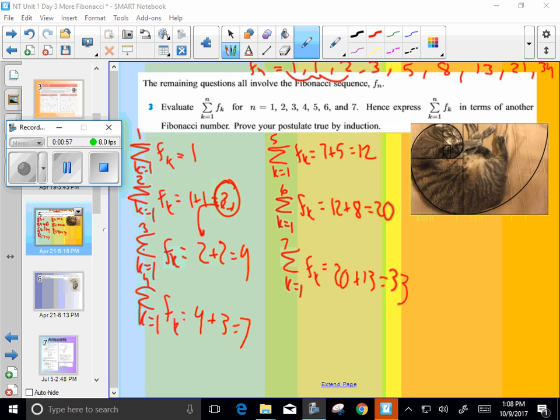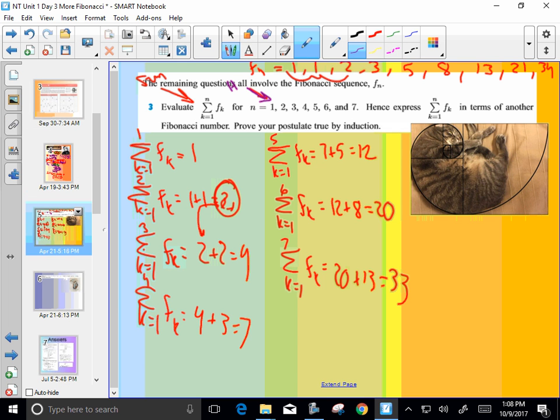And those are the sums of the Fibonacci sequence. And notice that n is how many terms you have added together. The first 2, the first 3, and so on. So far, so good?